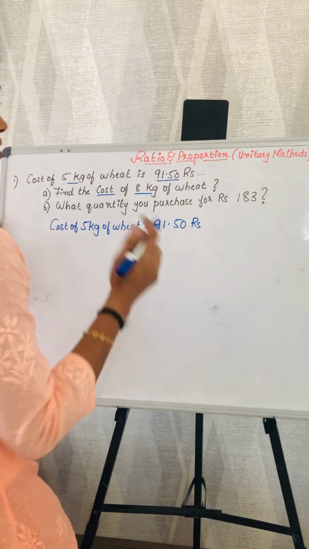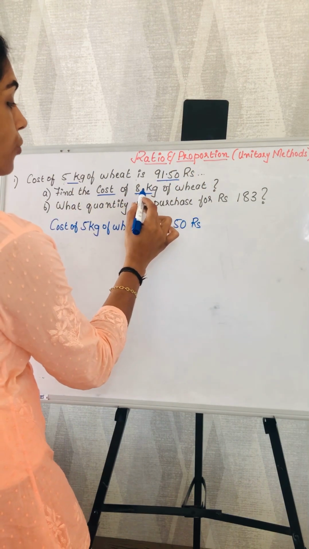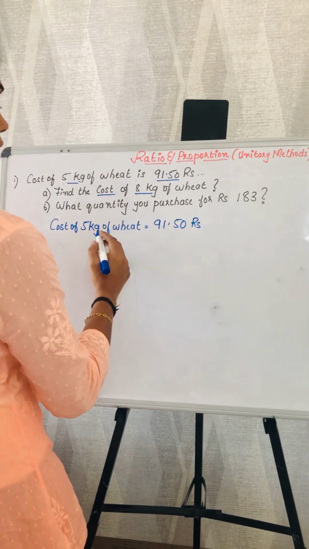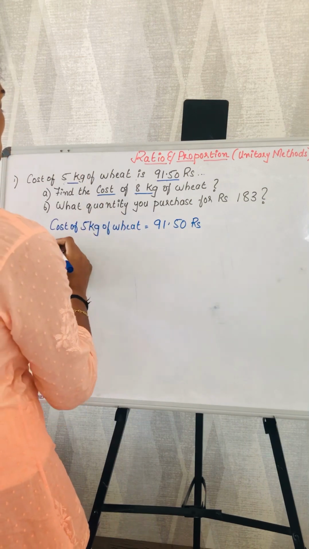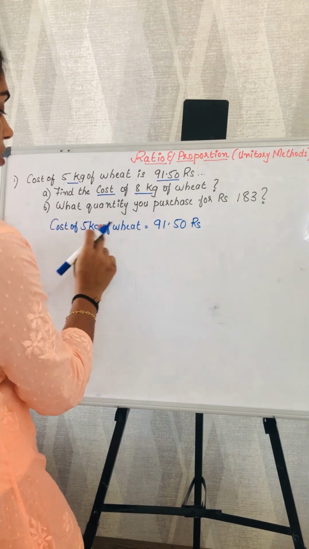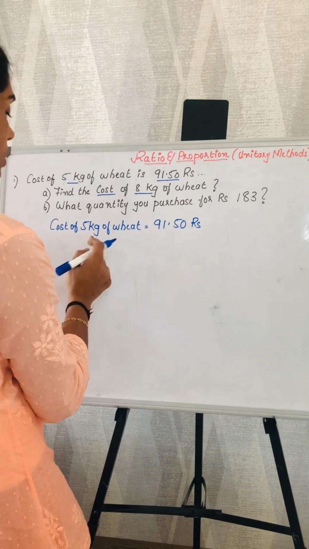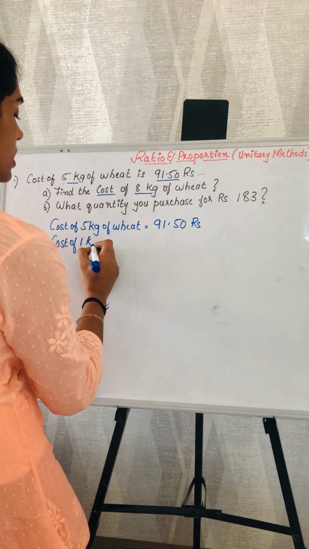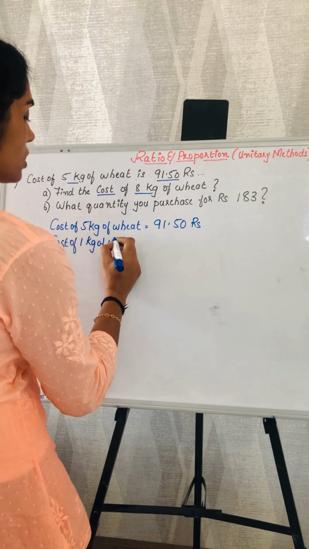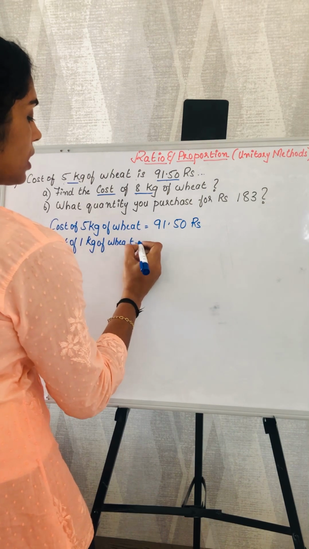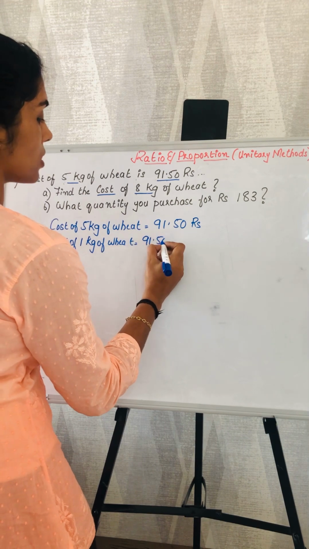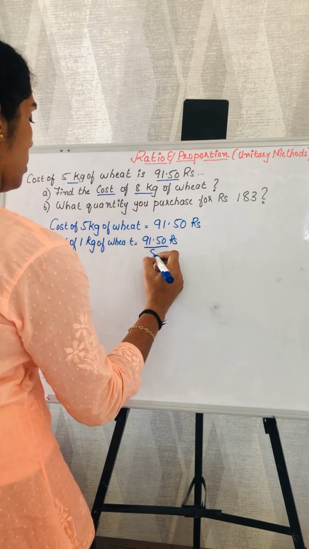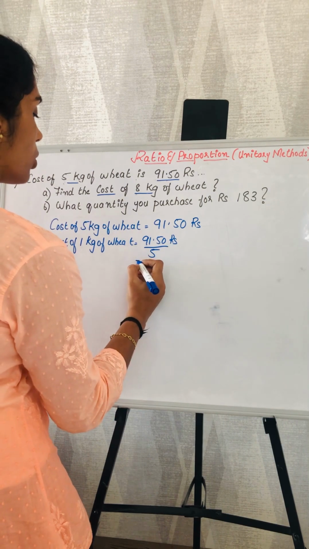Okay, and then what you have to find in the first part, the cost of 8 kg of wheat. So always when you have to find the cost of 8 kilogram of wheat, what you have to find first, unitary method, you have to find the cost of 1 kg of wheat. So definitely we will get the answer of 1 kg of wheat from our first sentence, right? So cost of 1 kg of wheat, what is that? It's 91.50 rupees divided by 5, right?